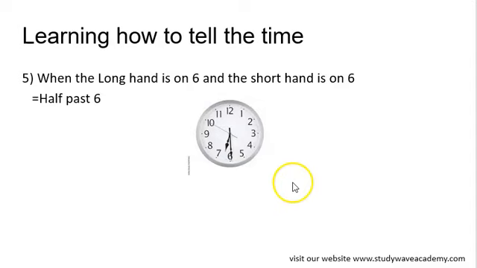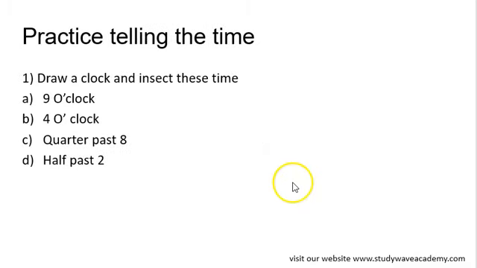So we're going to be practicing more because practice makes perfect. What did we say time helps us with? Time helps us to know when to organize activities, right? When to sleep, when to eat, and when to do other things, right? Good. So we're going to practice more examples using the previous ones. Here we say draw a clock and insert these times. We can do that, right? Good.